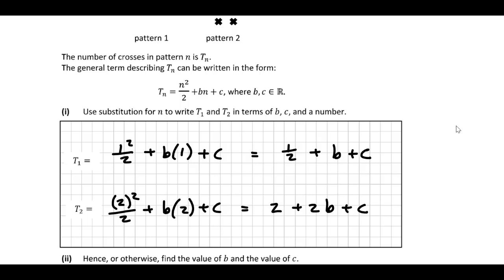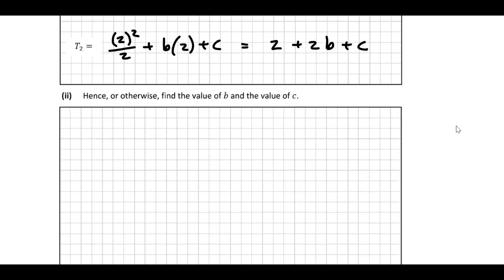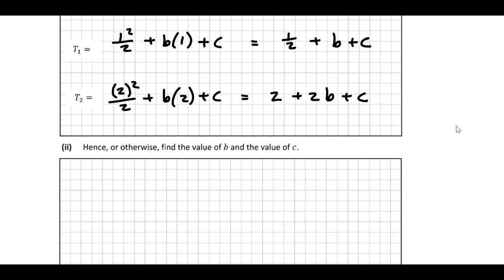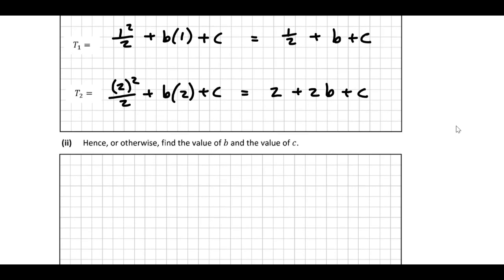And that's it. Let's have a look at part 2. Hence or otherwise, find the value of b and the value of c. So really what you've got to do here is simultaneous equations, okay?